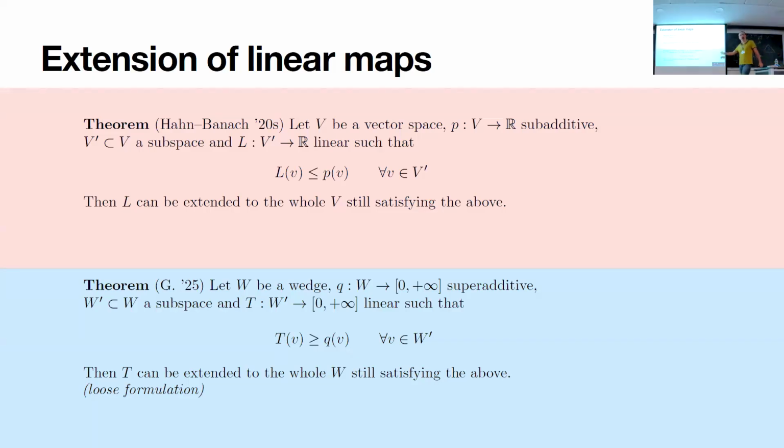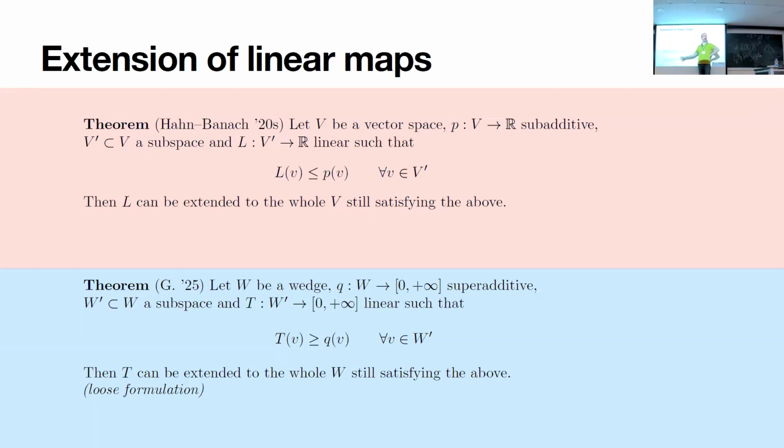I want to say a couple of things. The structure of the proof is the same as the classical Banach. By Zorn's lemma, you just have to prove that if W prime is not already the full W, you can extend it by adding one point, while still satisfying this. But the fact that plus infinity is a possible value, and you don't have the cancellation property, may complicate things quite a lot.